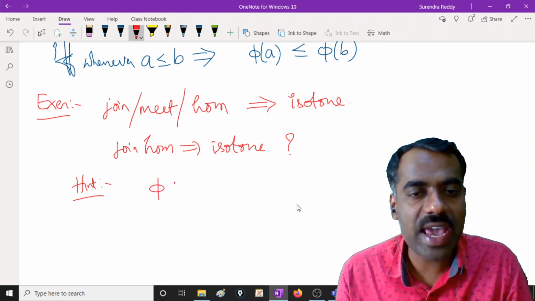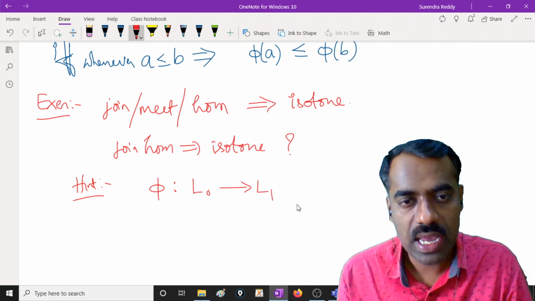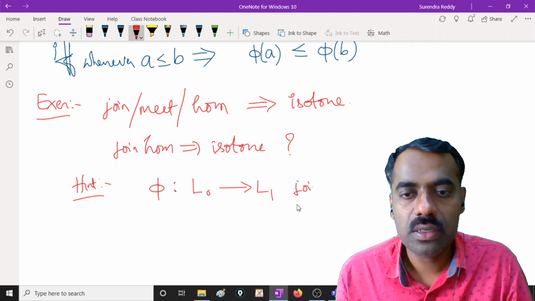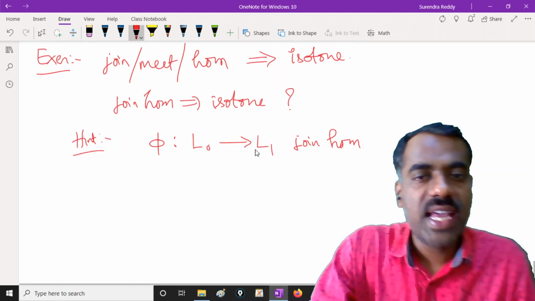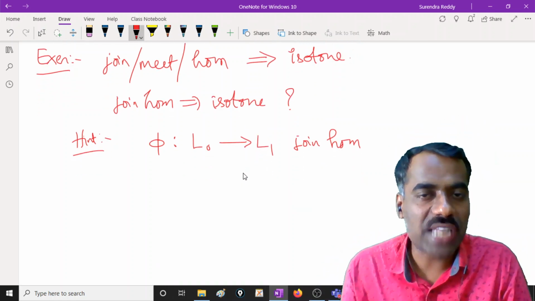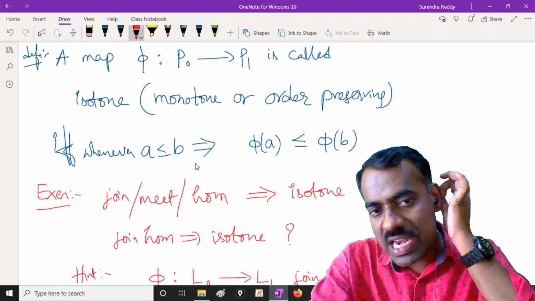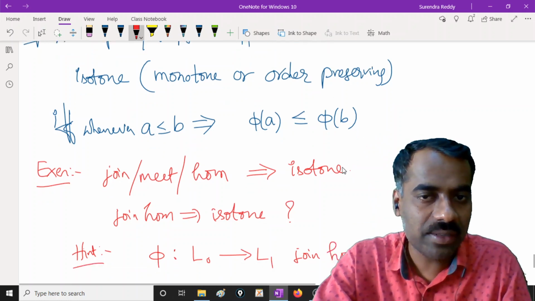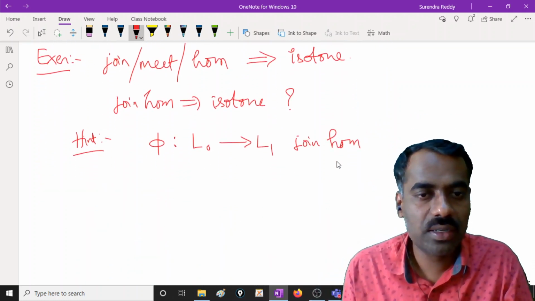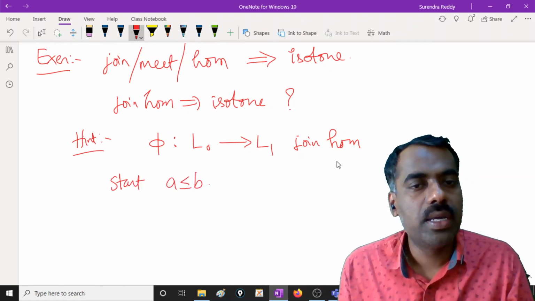Suppose phi maps from L0 to L1, which is a join homomorphism. Then you want to prove that it is an isotone map. So what should you start with? What is the definition of isotone? Whenever two elements are related, you want to show that their images are related. So start with A less than or equal to B, right?